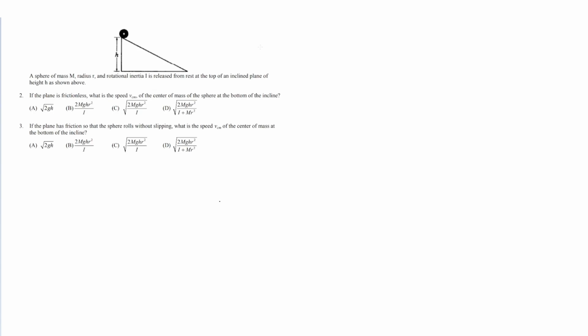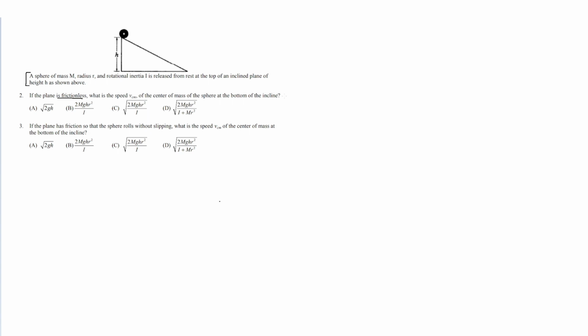Okay, so let's take a look at these last two questions. For both of these, we're given a sphere of mass m, radius r, and rotational inertia I, released from rest at the top of an inclined plane of height h. And then we're asked, if the plane is frictionless, what is the speed v cm of the center of mass of the sphere at the bottom?